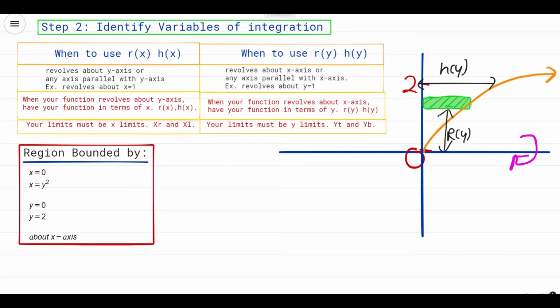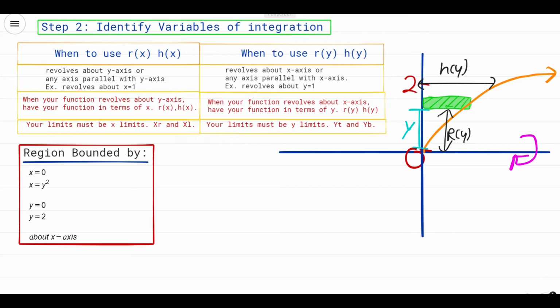We're going to use r of y and h of y because this revolves about the x-axis. So what is h of y? Well, h of y is what's given to us, so I'll include our y squared, but r of y is actually just y. As stated right here, r of y is just equal to y because it's just the distance from the axis of revolution to the disk. In this case, the axis of revolution is the x-axis, so it's just y.